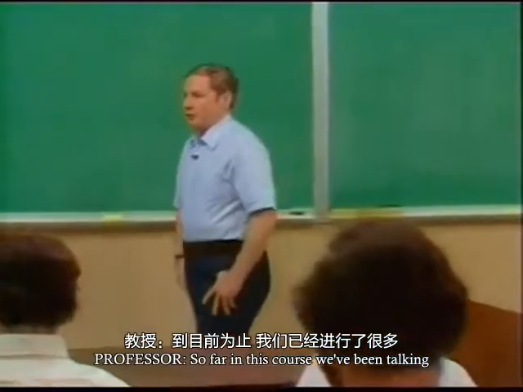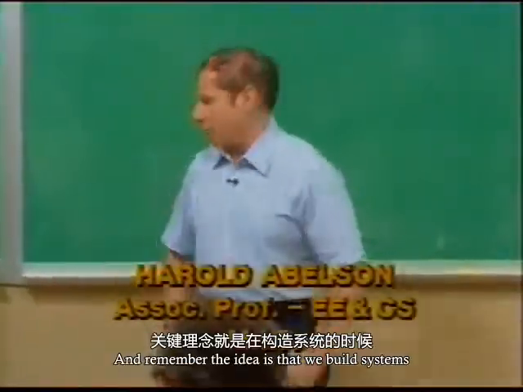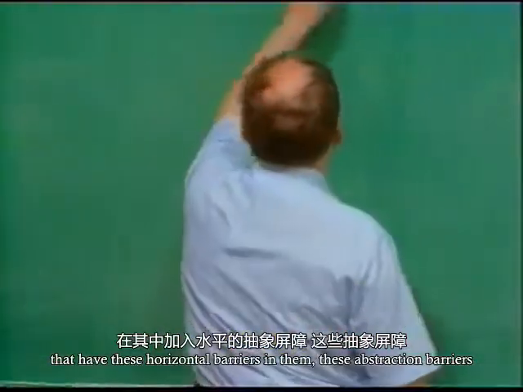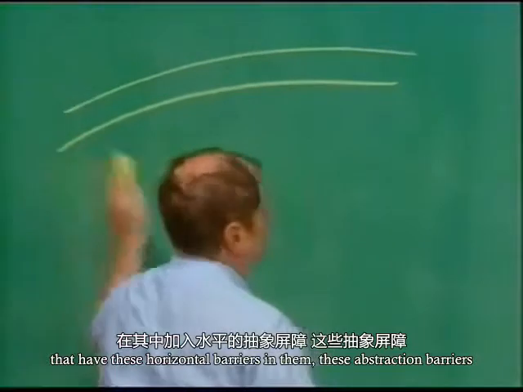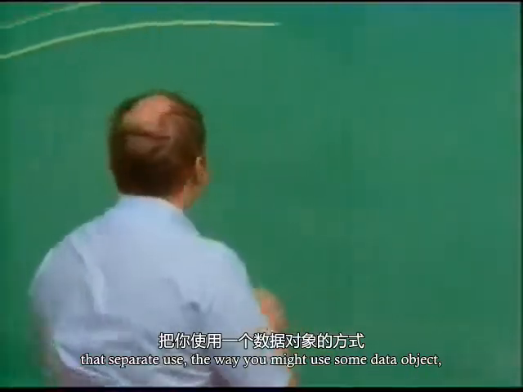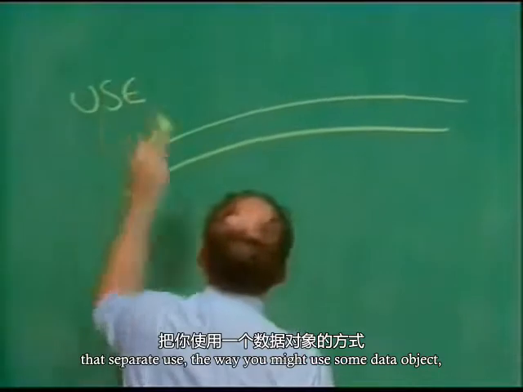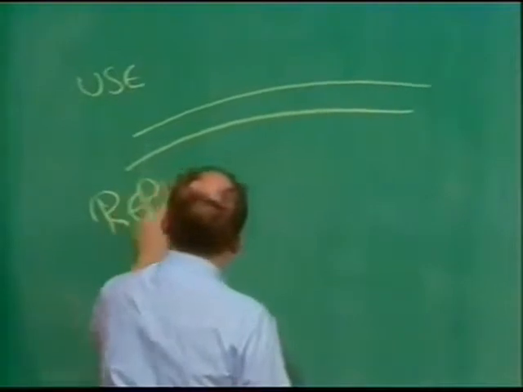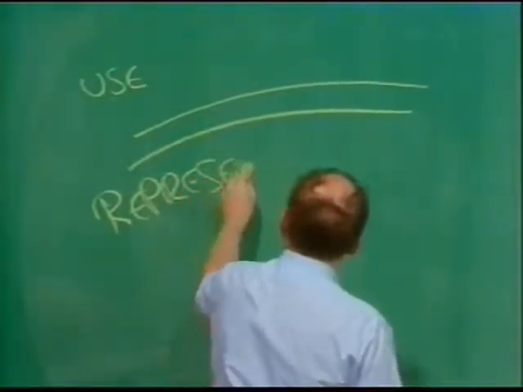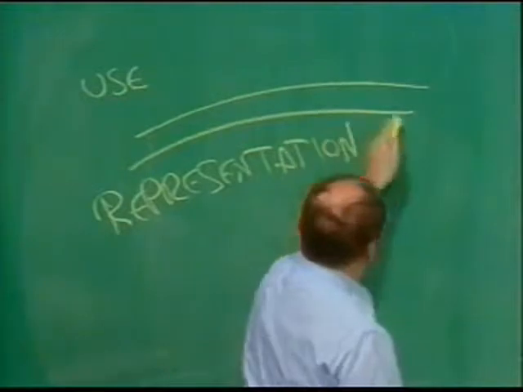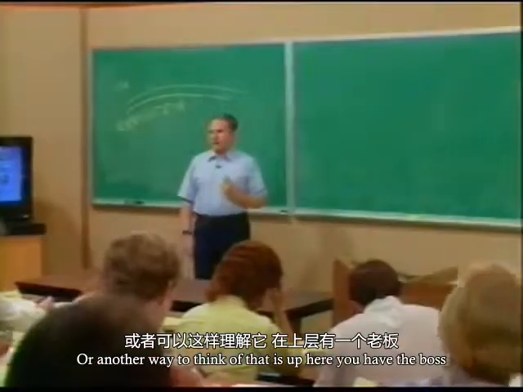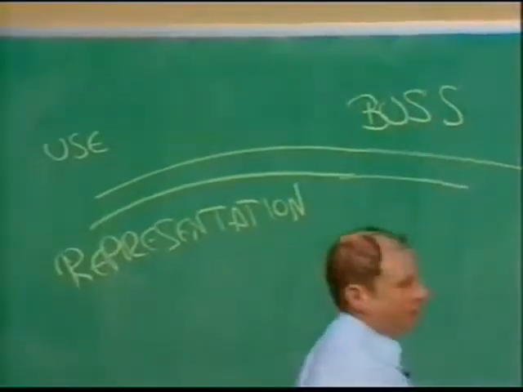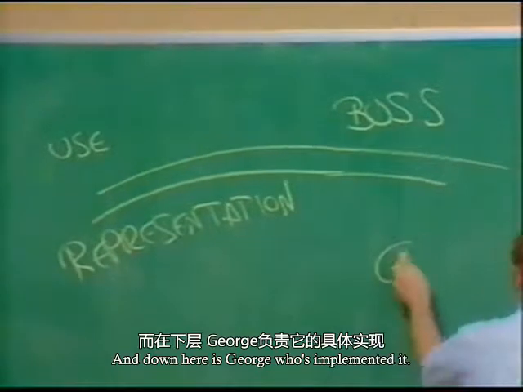So far in this course, we've been talking a lot about data abstraction. And remember, the idea is that we build systems that have these horizontal barriers in them, these abstraction barriers that separate the way you might use some data object from the way you might represent it. Or another way to think of that is up here you have the boss who's going to be using some sort of data object, and down here is George, who's implemented it.